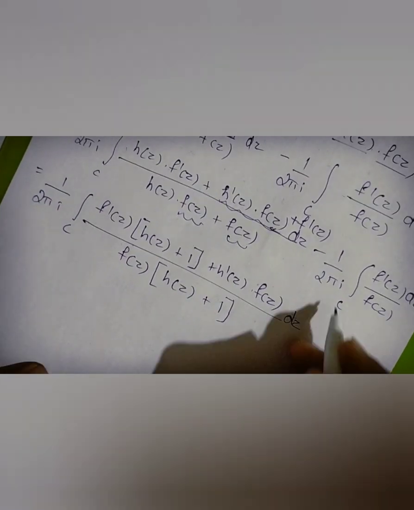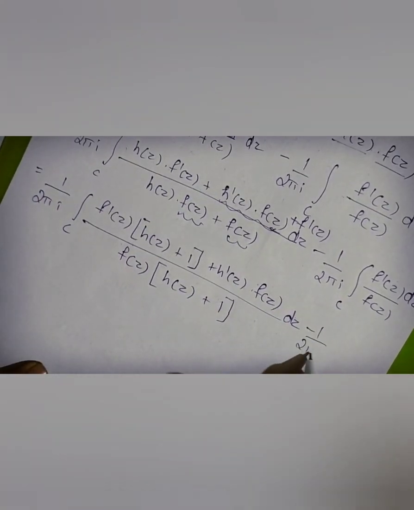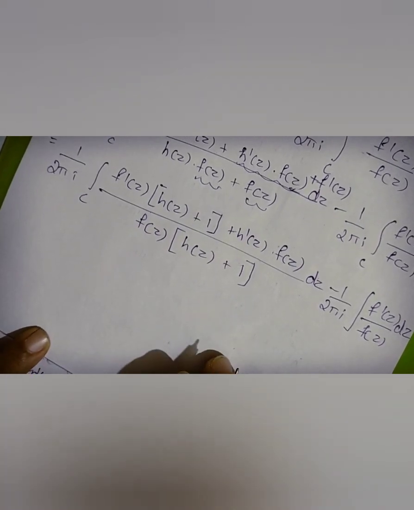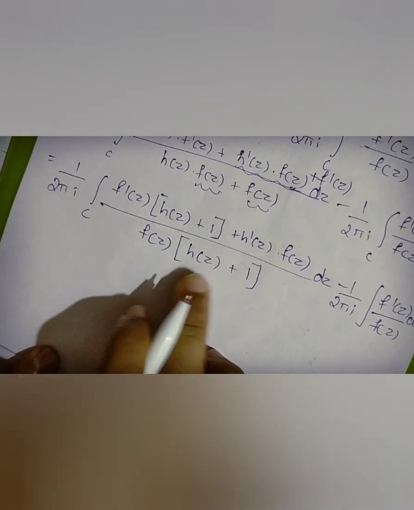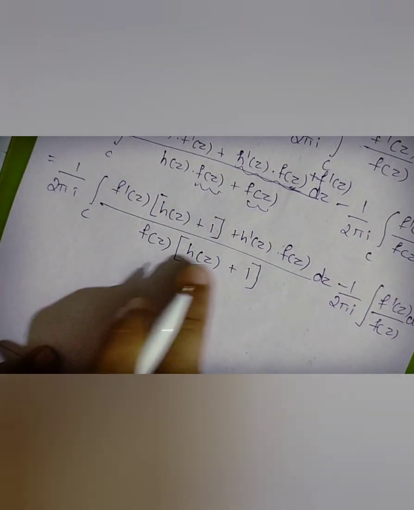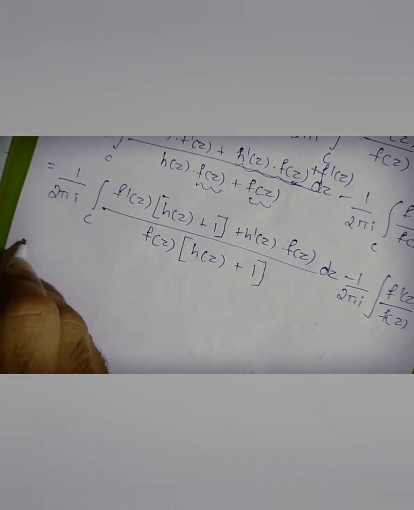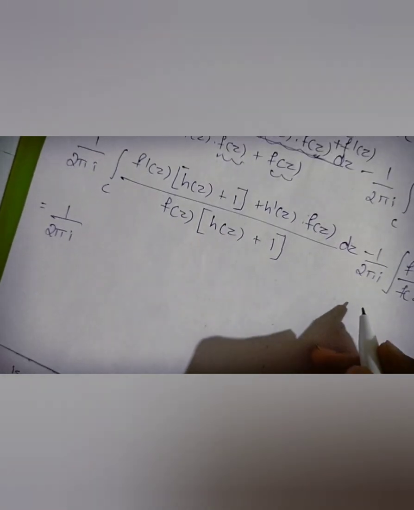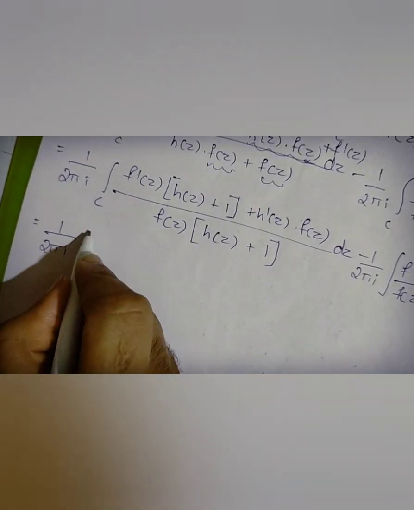And let me try to write the second part as is, minus 1 upon 2 pi i integration f dash z upon f of z dz. Fine. So we are almost done. We can just split this denominator so that we can cancel this off, and let's see what will happen with the second part. Along with splitting the denominator, I will do one more thing. I will split the integration as well.